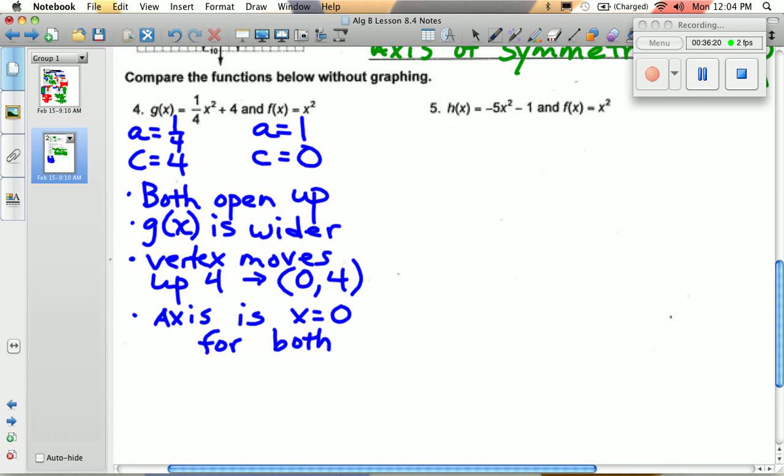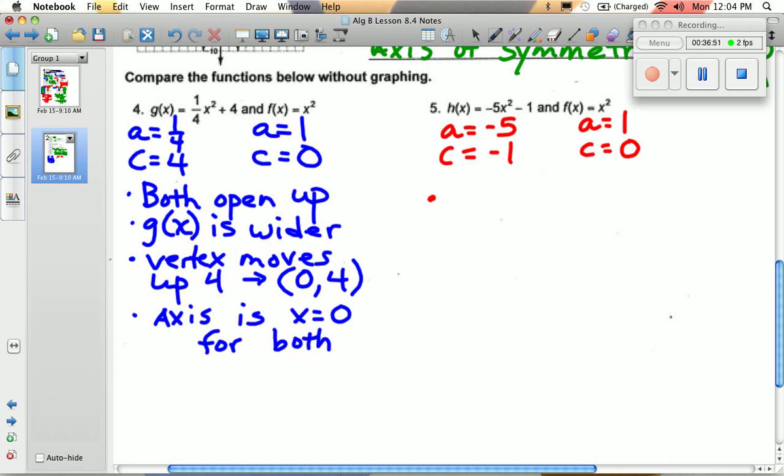Okay, any questions about that one? So we have 4 bullet points every time, after we identify the A and the C. So let's do h of x. What's our A value? -5. And our C value is? -1. And in our parent function, A equals 1, C equals 0.